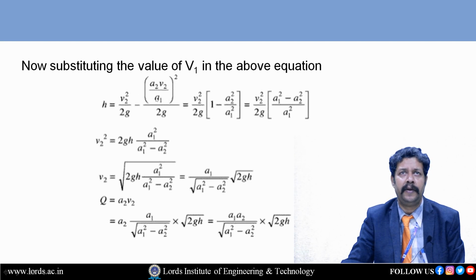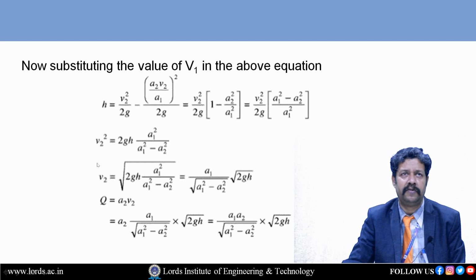So this can also be written as V2 square by 2G into A1 square minus A2 square divided by A1 square. So V2 square is equal to 2GH into A1 square divided by A1 square minus A2 square. Now we want to calculate V2 only, velocity at section 2. V2 is equal to square root of 2GH into A1 square divided by A1 square minus A2 square.